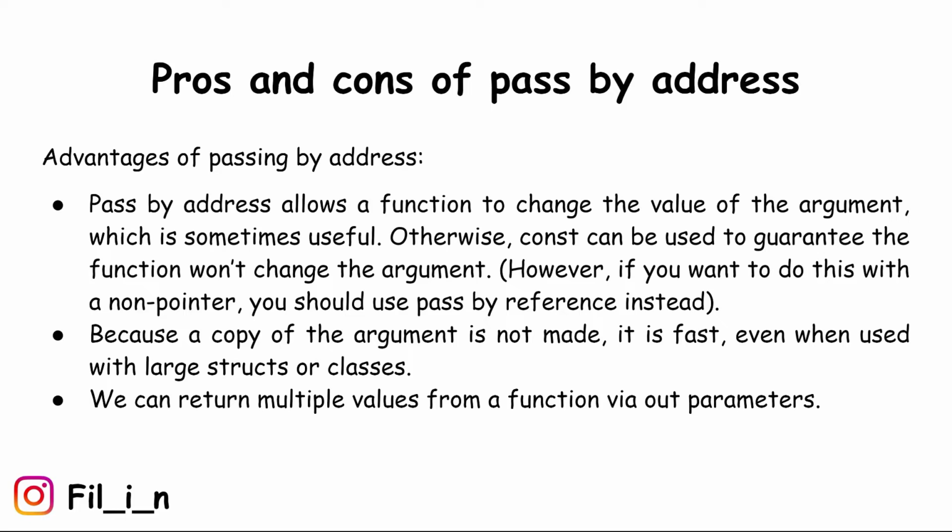Advantages of passing by address. Pass by address allows a function to change the value of the argument, which is sometimes useful. Otherwise, const can be used to guarantee the function won't change the argument. However, if you want to do this with a non-pointer, you should use pass by reference instead. Because a copy of the argument is not made, it is fast, even when used with large structs or classes. We can return multiple values from a function via out parameters.